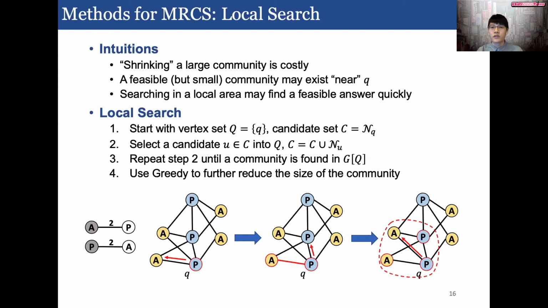We start with the vertex set Q, which contains only the query node, and the candidate set C, containing all neighbors of Q. Then we iteratively add candidates U from C to Q, while expanding C with U's neighbors. This step stops until a community is found in the induced graph, GQ. Finally, we use greedy to further reduce the community size.